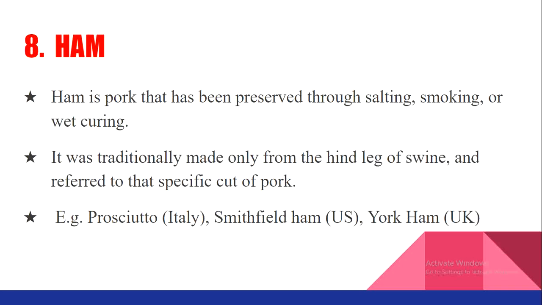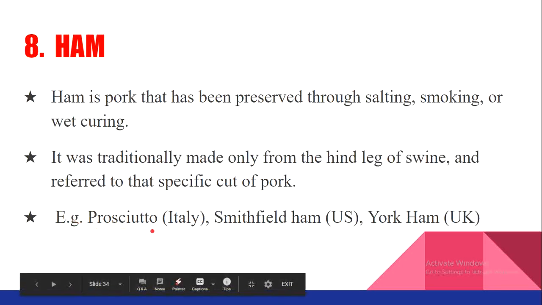So ham is basically a pork product, or it is like an entire leg of pork which is cured by salting, smoking, or wet curing. You can see the referral videos in your folder. Once you see them, you will get much more idea about how ham or prosciutto is prepared. And remember the spelling as well as the pronunciation of prosciutto.